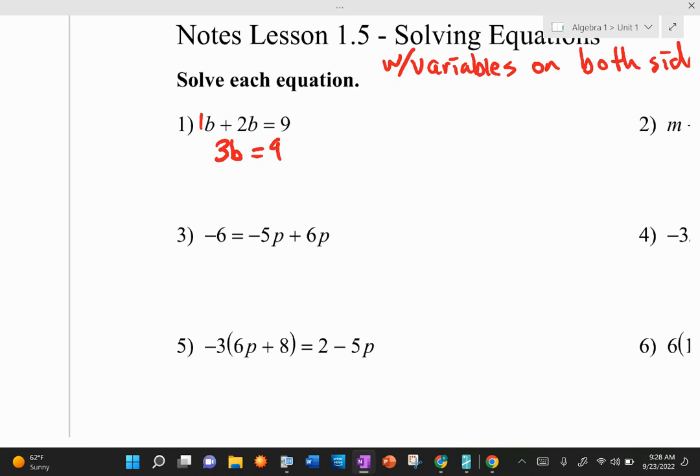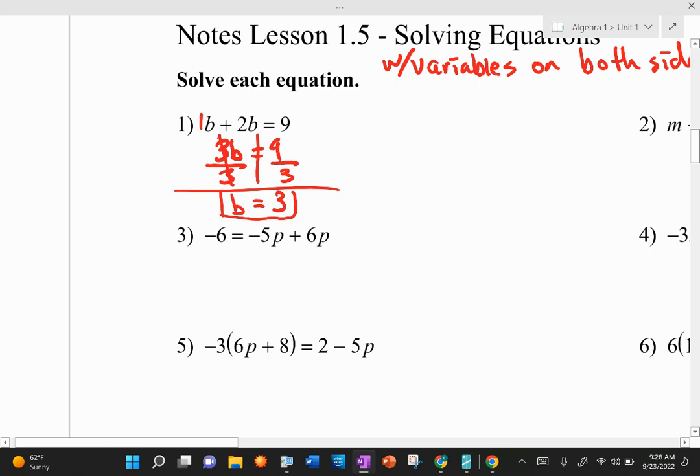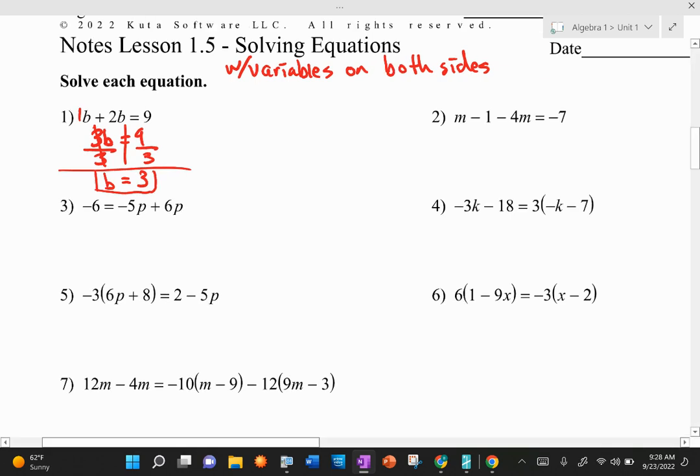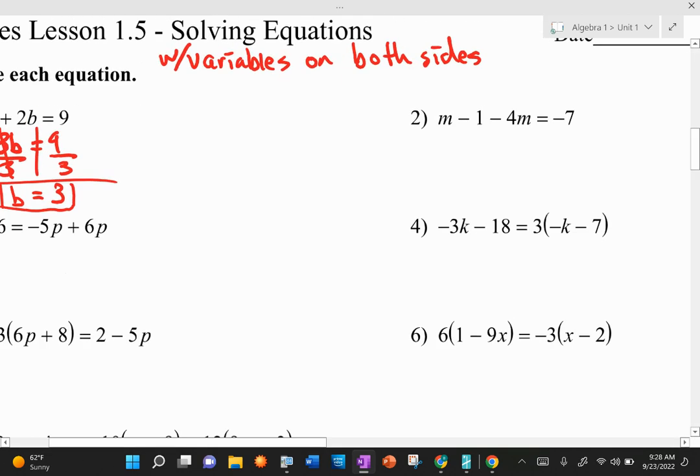Okay, so what's the opposite of multiplying by 3? Dividing by 3. Whatever you do to one side, you have to do to the other. The 3's will cancel out, give us b. 9 divided by 3 is 3. See if you can put number 2 together real quick. I'll give you about a minute and a half or so to work on number 2.